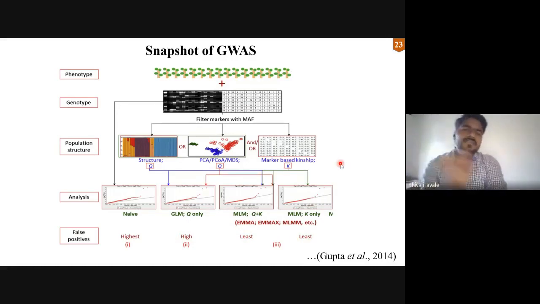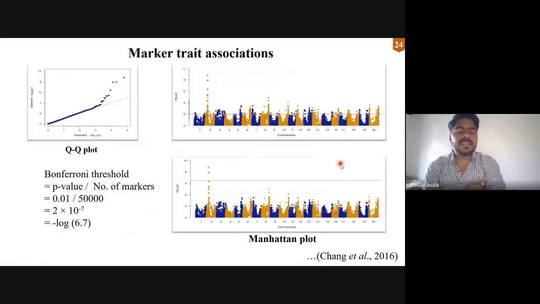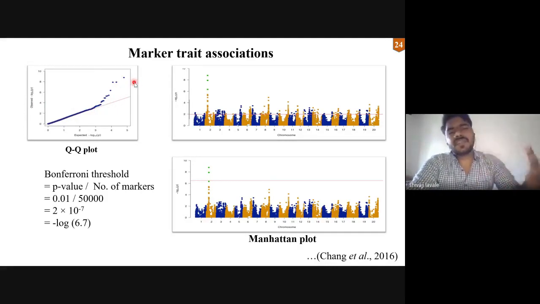After doing this association analysis, how are these marker trait associations represented? Those are represented using a QQ plot or Manhattan plot. QQ plot means quantile plot, where minus log of expected p-values are plotted against minus log of observed p-values. So this red line indicates expected p-values, and these dots, which are individual SNPs, represent the observed p-values. If there is deviation from these expected values, those SNPs are said to be associated with that particular trait.